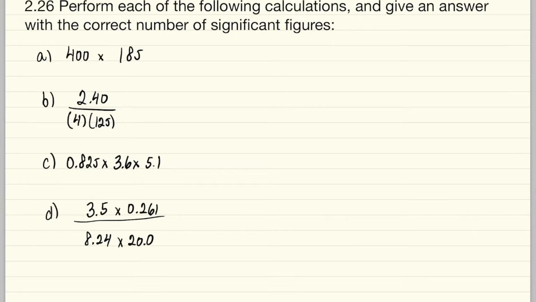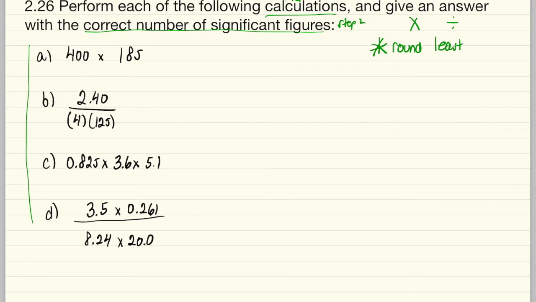All right, here's another problem where we need to do some calculations. I'm going to do that in step 1. And then we're going to round to the correct number of sig figs in step 2. All of these problems here, A through D, are multiplication and division. So you just need to remember that the rule is that we round to the least number of sig figs. And I'll show you exactly how that works.